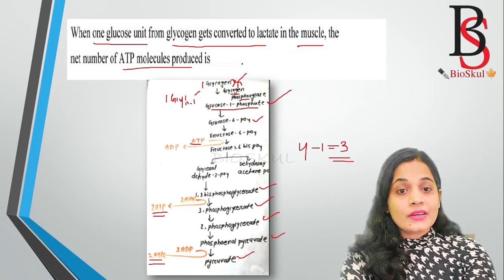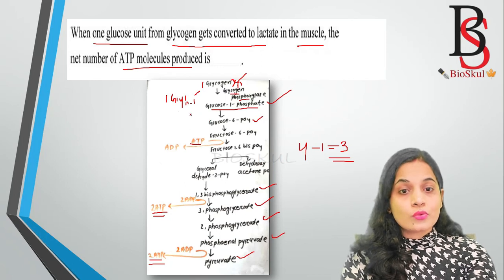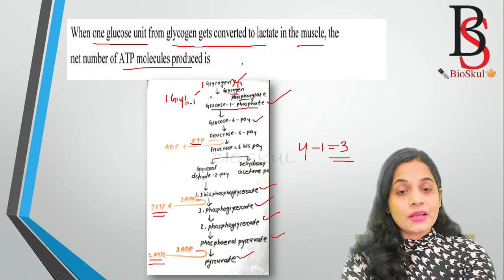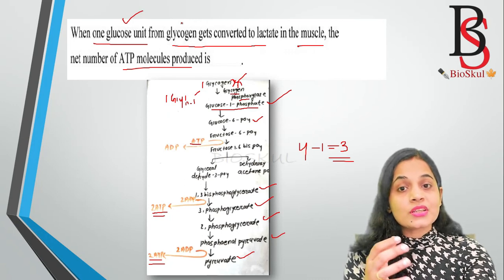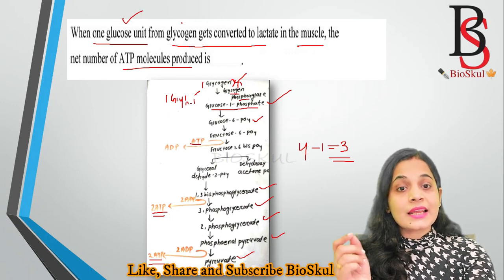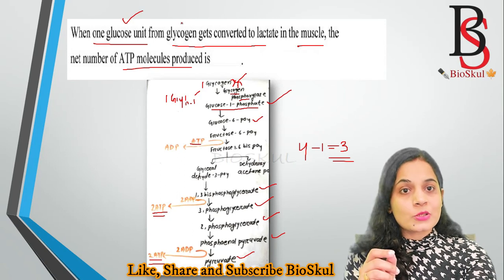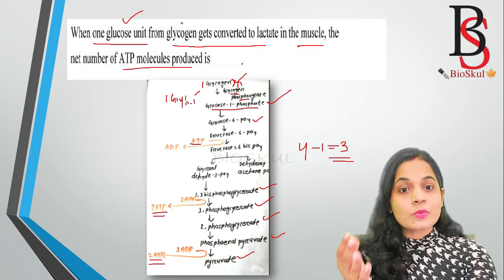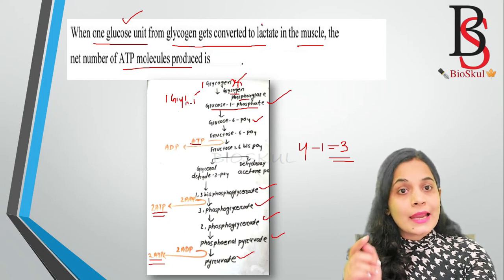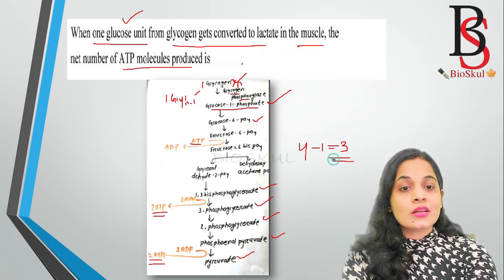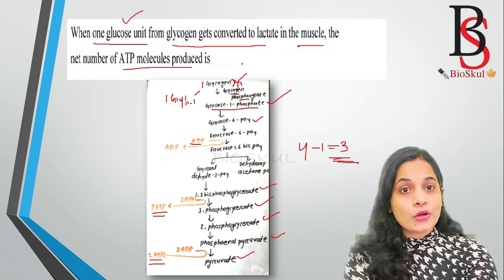Okay, if it were glucose that converted into glucose 6-phosphate, then there would be utilization of another molecule of ATP. But the glucose unit which is released from glycogen is in the form of glucose 1-phosphate. So when glucose 1-phosphate is converted into glucose 6-phosphate, there will be no use of ATP molecules. Okay, so the correct answer is that 3 ATP molecules will be produced in this process.